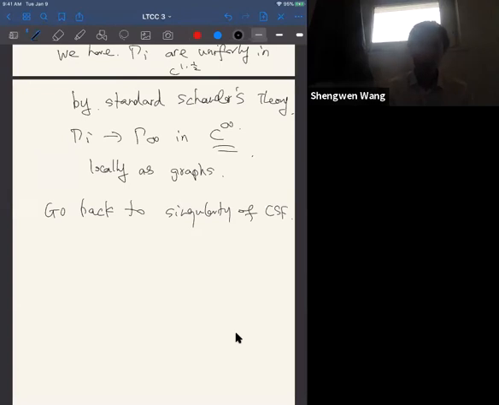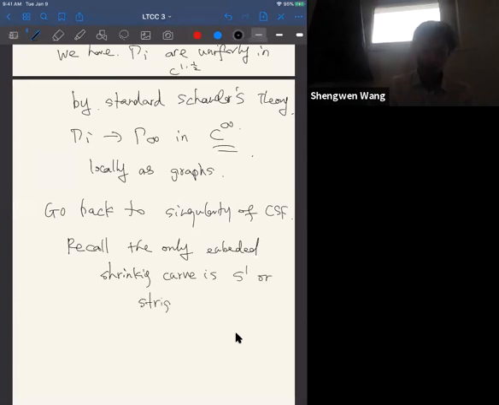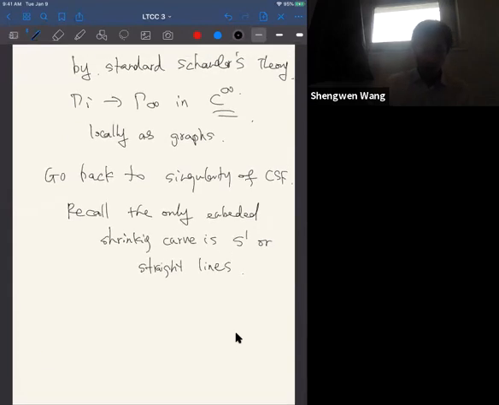In the first half of the lecture, we have this classification theorem. In 1D, the embedded shrinking curves can only be S1 or a straight line. And we see that this limit gamma_i can only be an integer multiple of S1 or straight lines.